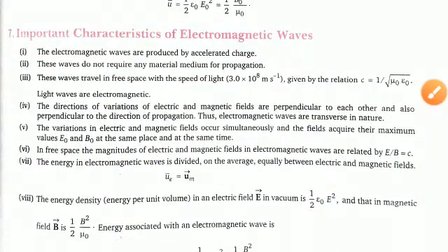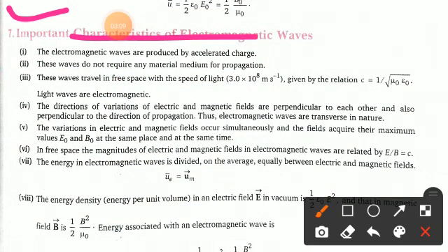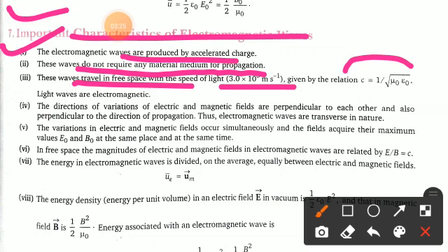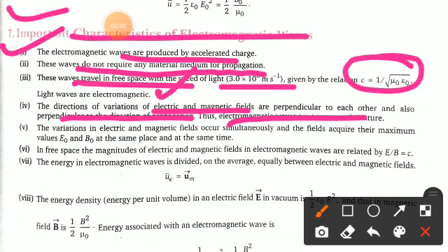So here you can see, these are the important characteristics of electromagnetic waves. The first one, electromagnetic waves are produced by accelerated charges, meaning the charge which is in motion. These waves do not require any material medium for their propagation. These waves travel in free space with the speed of light, which is 3 into 10 to the power 8 meter per second, given by this relation. Light waves are electromagnetic. The directions and the variations of the electric and the magnetic field are perpendicular to each other and also perpendicular to the direction of propagation. This thing we already discussed. Thus electromagnetic waves are transverse in nature.